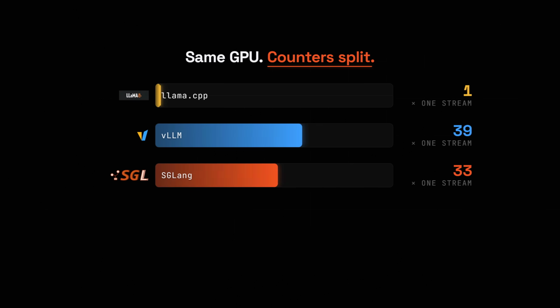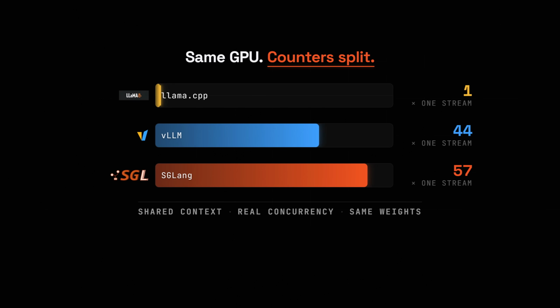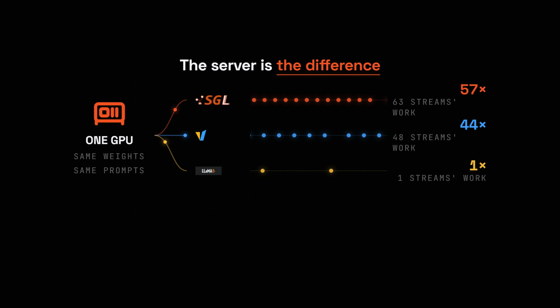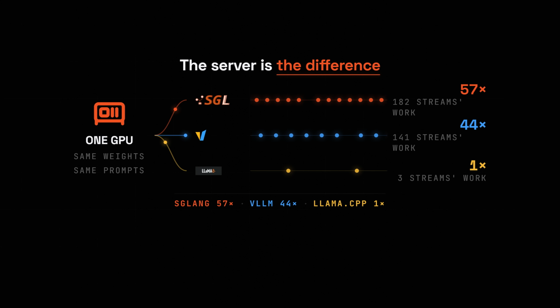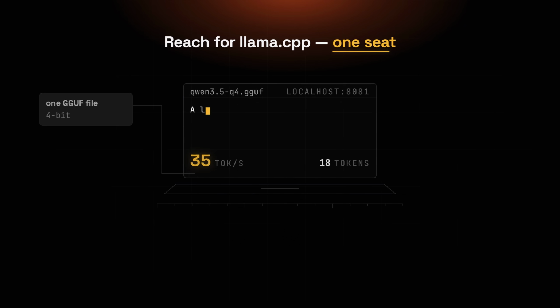Put the three side by side on the workload that actually matters: shared context, real concurrency, and the counters split apart. SGLang out front, vLLM close behind, llama.cpp holding its single lane. Same GPU, same weights, same prompts, the server in the middle is the entire difference. So which do you actually reach for?